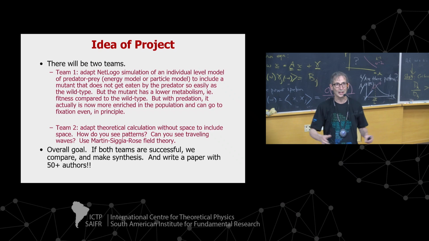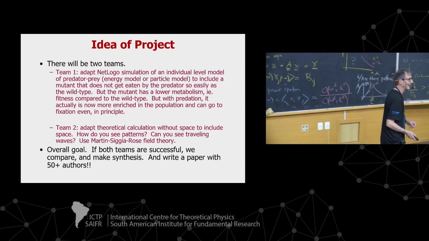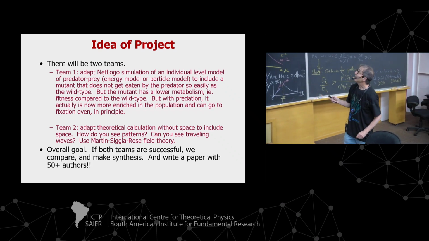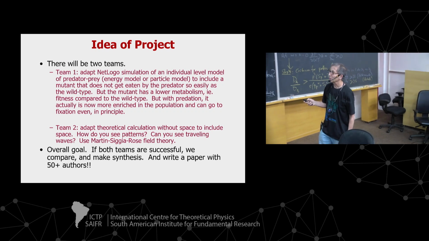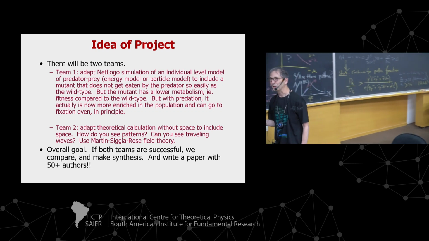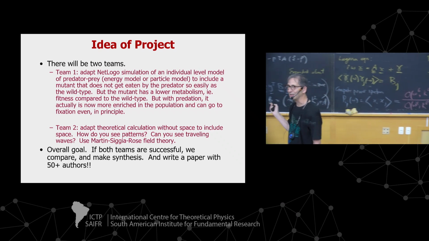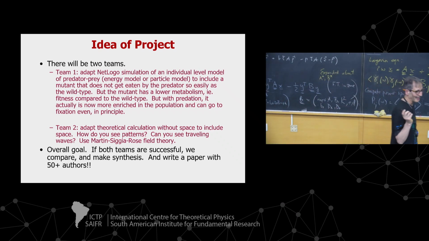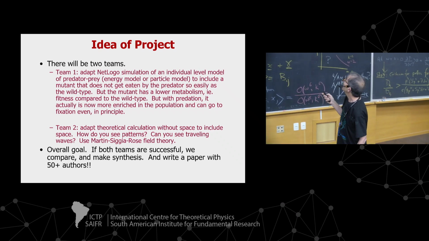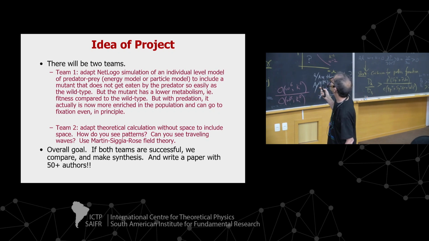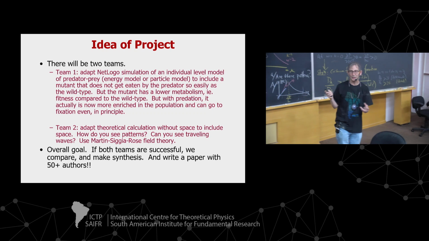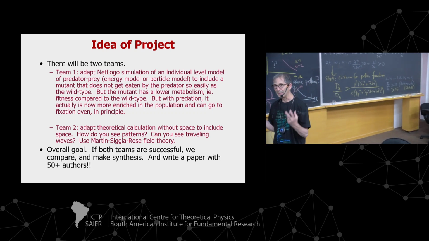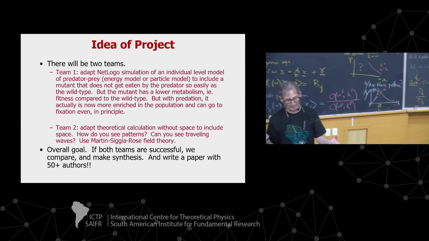So here's the idea of the project. We're going to have two teams. One team are the computer simulators, and team two are the people who understood more than, say, 30% of today's lecture. Team one will adapt a NetLogo simulation of an individual-level model of predator-prey, either the energy model or particle model, and you're going to include in that the evolution of a mutant, one that is able to resist the predator.